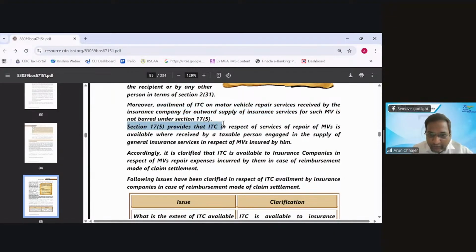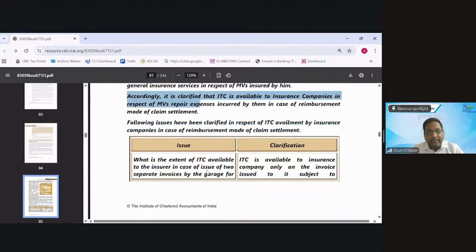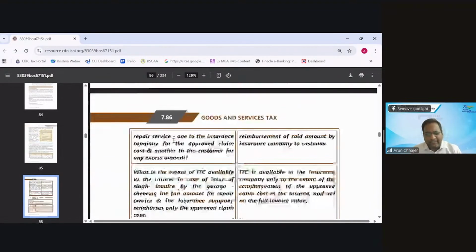Section 17(5) provides that ITC in respect of the service of the repair of the motor vehicle is available where received by the taxable person engaged in the supply of the general insurance service in respect of the motor vehicle insured by him. Accordingly, it is clarified that ITC available to the insurance company in respect of the motor vehicle will be allowed. So they have discussed some scenarios.